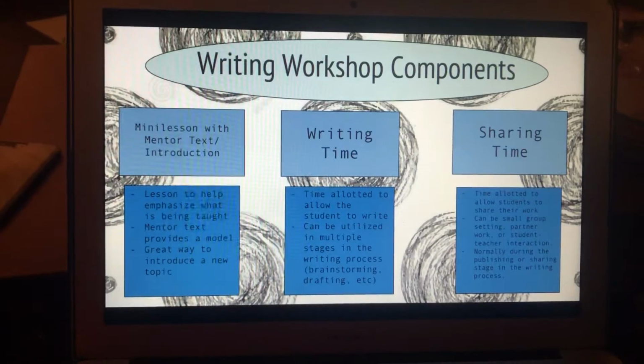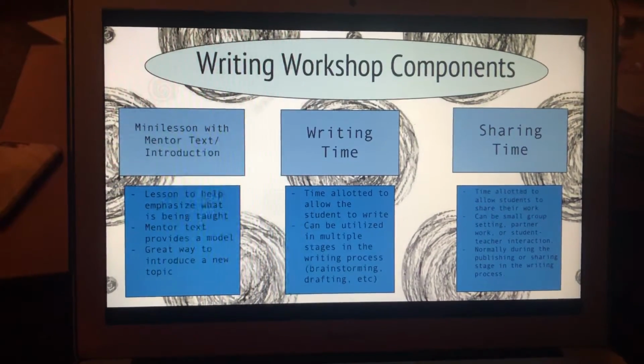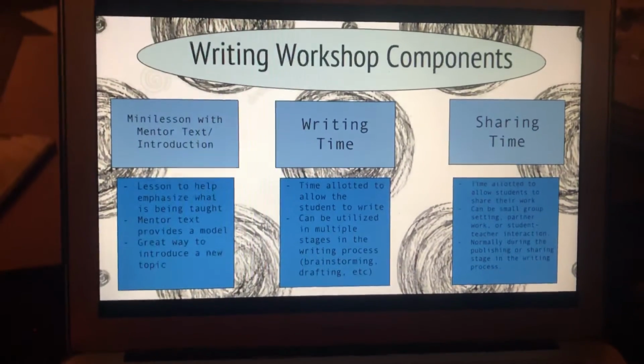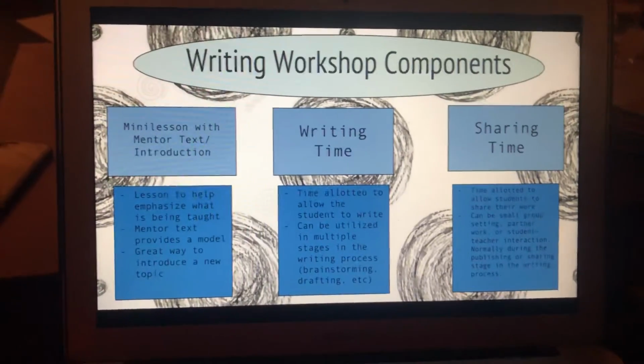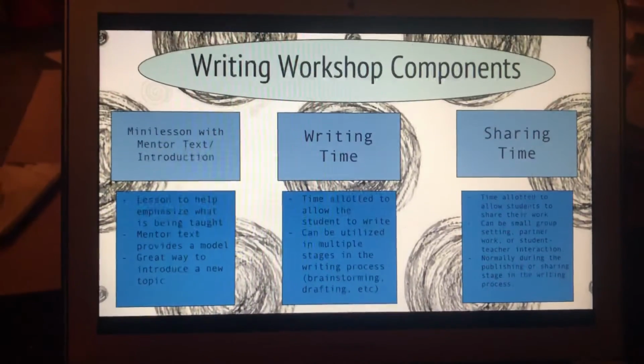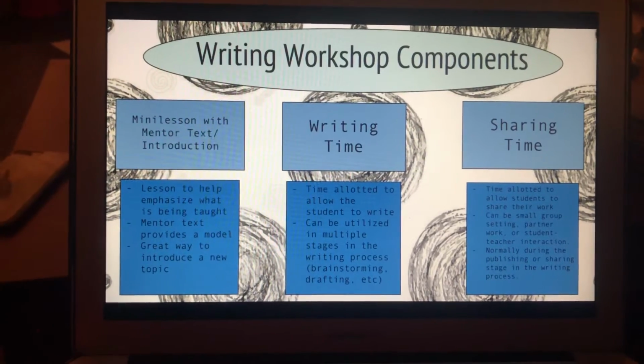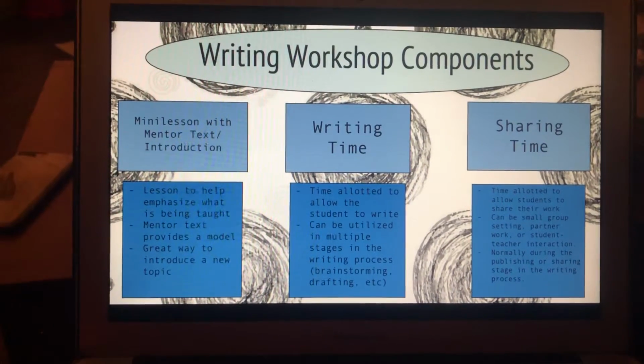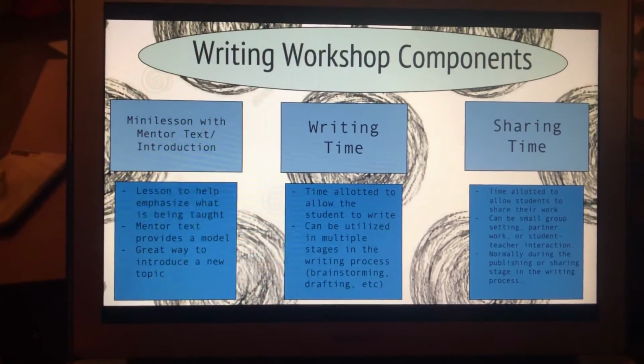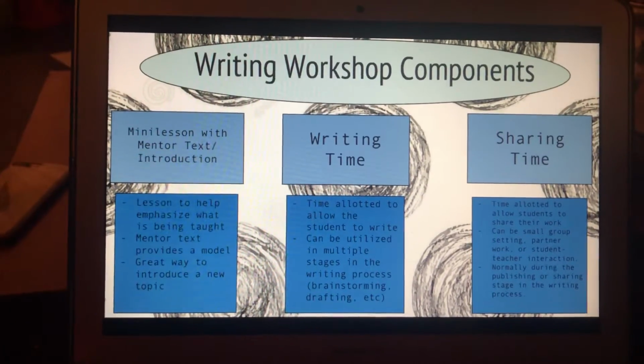So the writing workshop components of writing help the teacher to plan times and lessons to help the students engage in the writing process. Mini lessons and mentor texts help introduce new content to students in a fun and engaging way, while also engaging text and reading comprehension with those mentor texts.